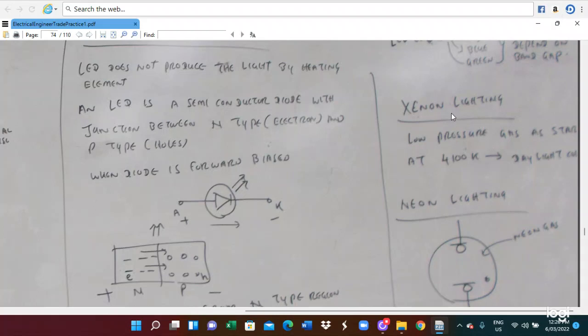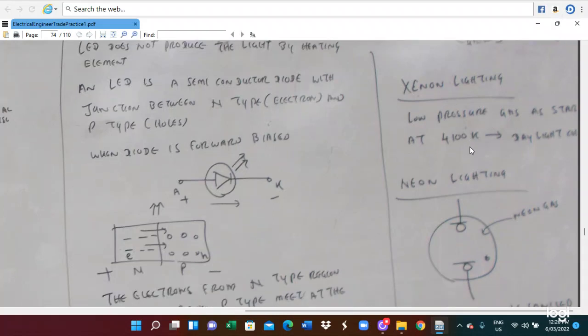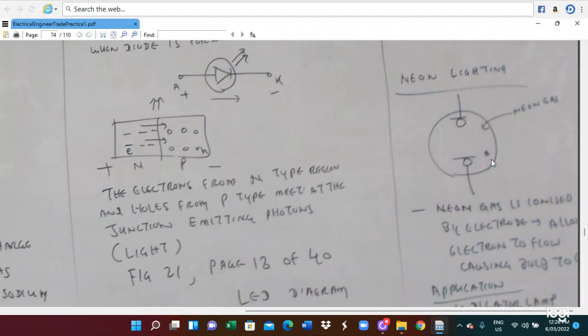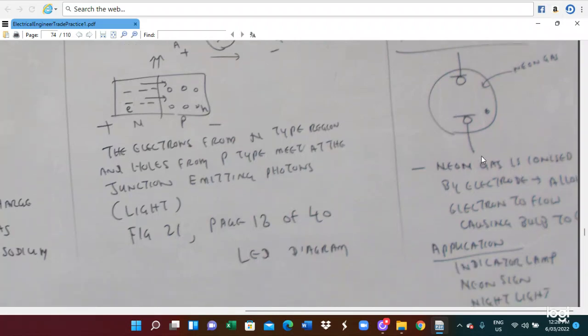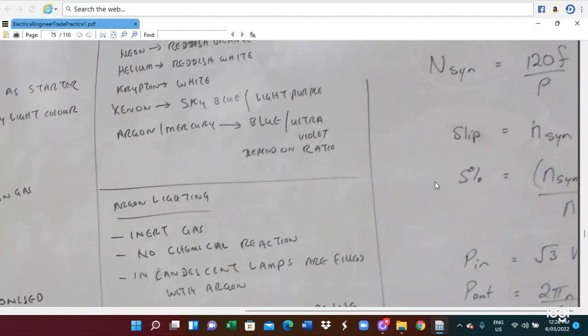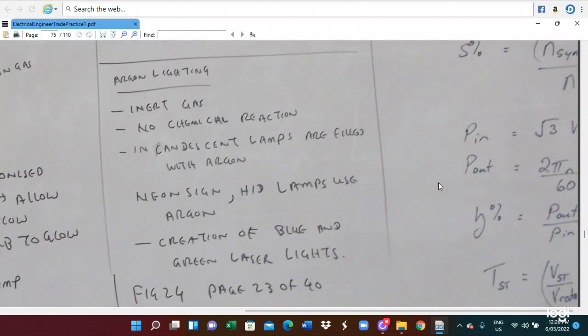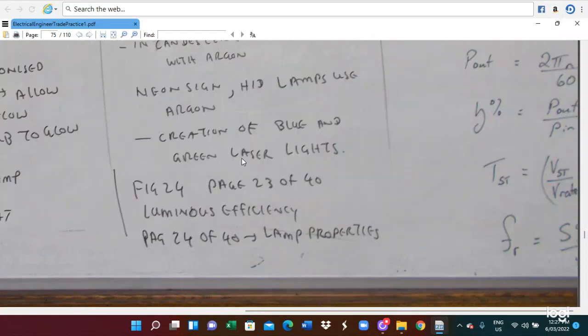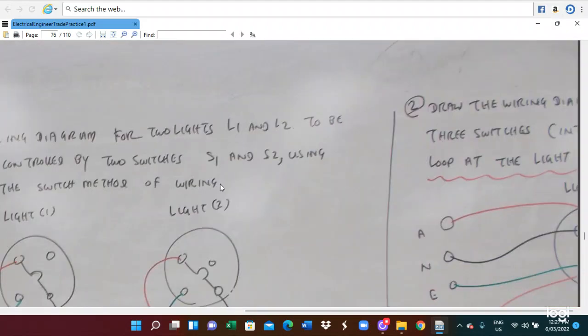Here is the halogen system. Low pressure gas. This is the neon lighting diagram. So this is a diagram of the neon light. In a neon light we utilize inert gas, with no chemical reaction. Incandescent lamps are used, and neon HID lights are used with argon. It creates blue and green light, produced by the neon lighting system.